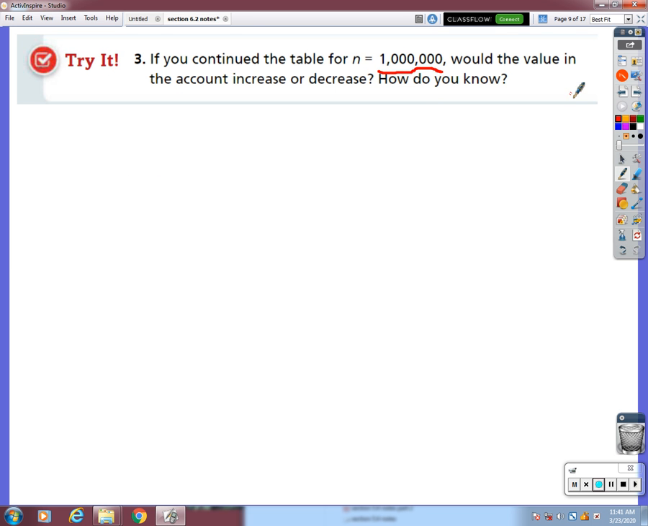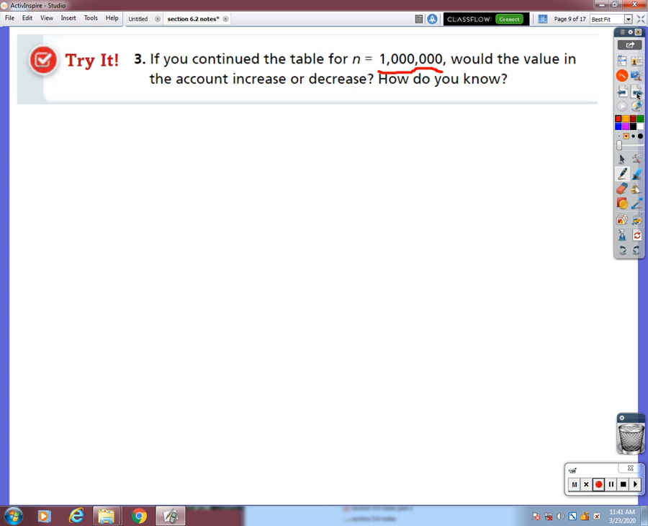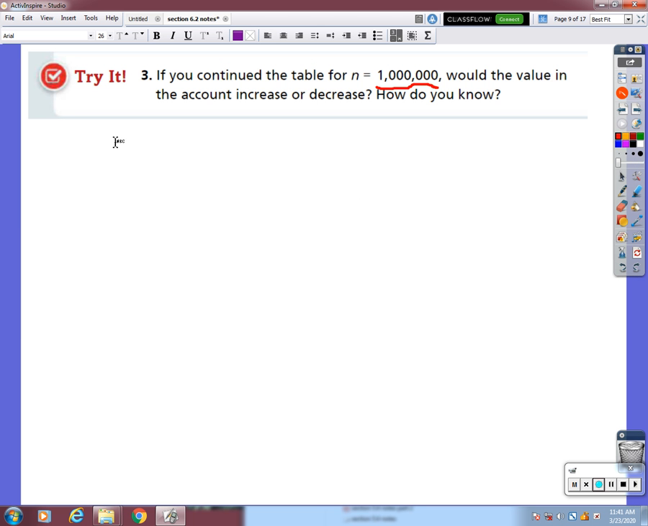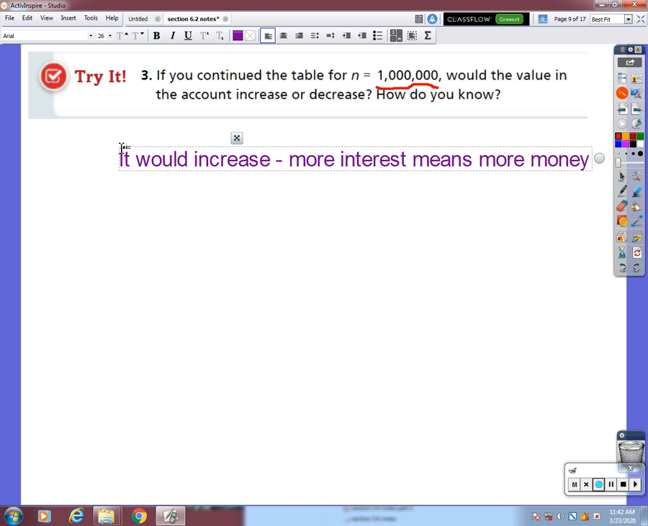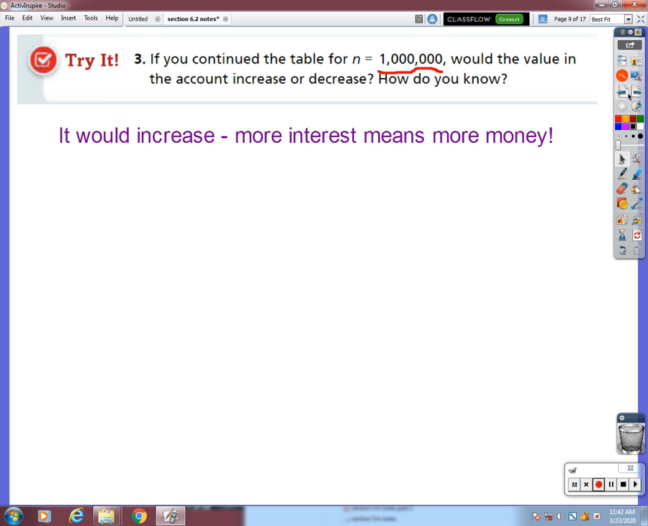So before we do a problem with interest compounded continuously, let's just ask this question. If we went back to this table here, and we did 1 million instead of 100,000, would the amount in the account increase or decrease? Hopefully that's a very easy question for you. We could say that it would increase, and that is because more interest means more money.